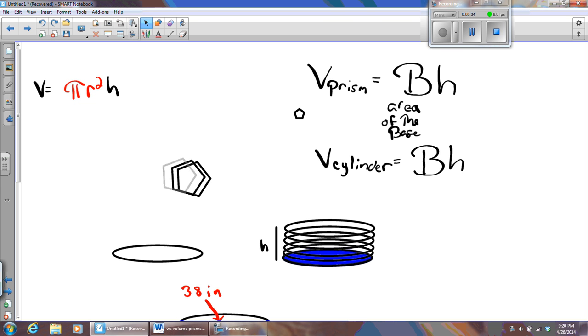You can see I'm getting a pentagonal prism. The base would be a pentagon. It would be like a whole bunch of pentagons stacked up on top of themselves. If I could figure out the area of the base, multiply by how many pentagons there were, which would be the height of the prism, I could figure out the volume of the shape. So let's give it a shot here.